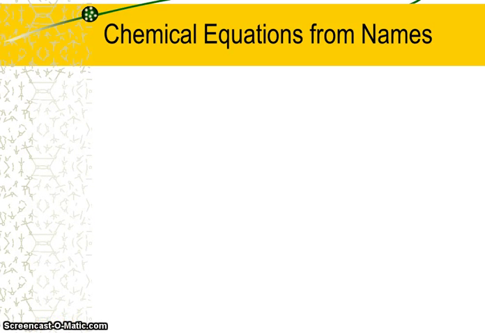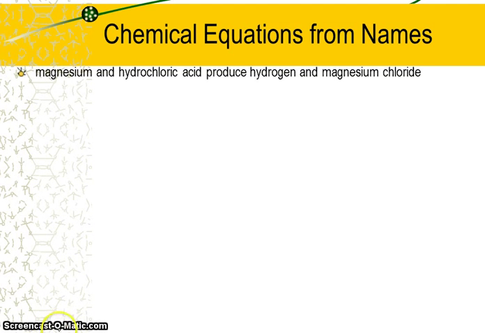Chemical equations from names. What we need to be able to do now is, if we're given the names of the reactants and the products, we should be able to write the formulas for those reactants and products and then balance the equation. So let's just put a little hint up here on the top so that we remember.